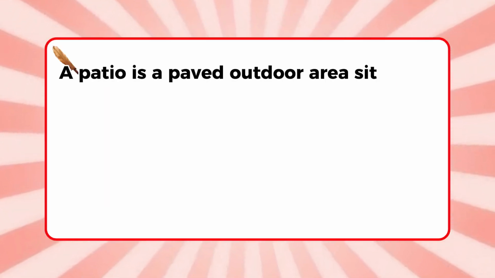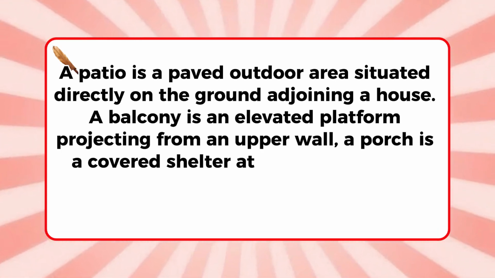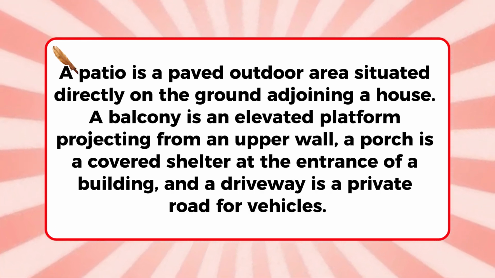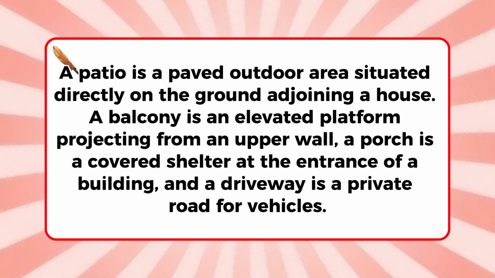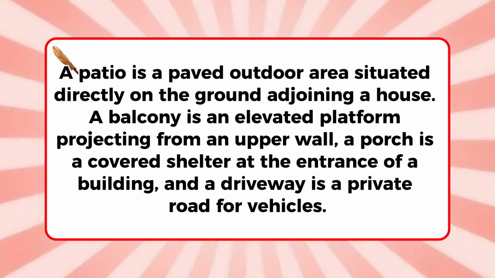A patio is a paved outdoor area situated directly on the ground adjoining a house. A balcony is an elevated platform projecting from an upper wall. A porch is a covered shelter at the entrance of a building. And a driveway is a private road for vehicles.